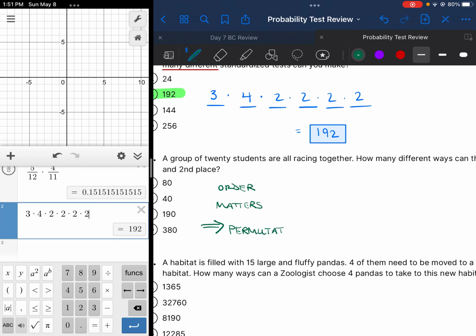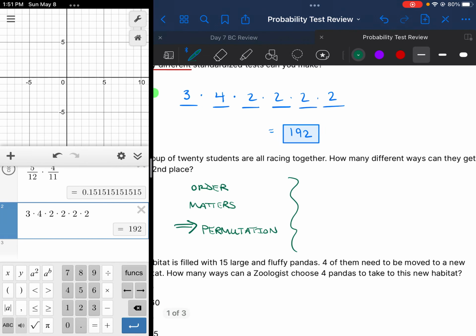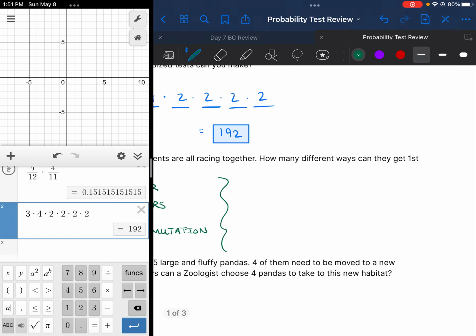Permutation, order matters. Combination, order does not matter. All right, so we're talking about a permutation here. We have 20 students, that's our total, and we're trying to find out all the different ways we can get first and second place. So this is 20P2.